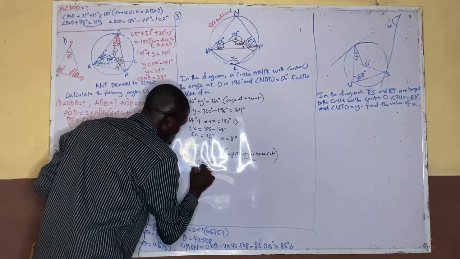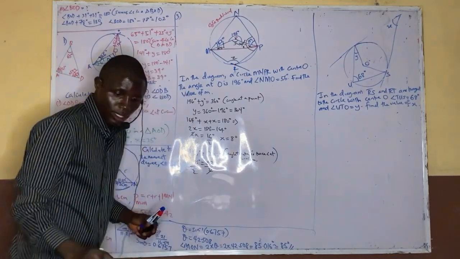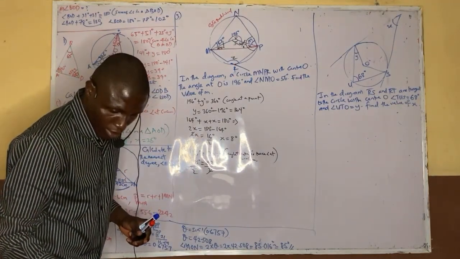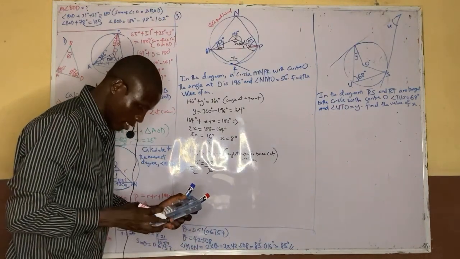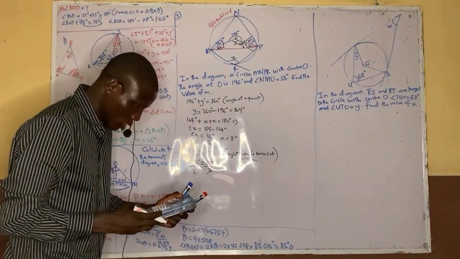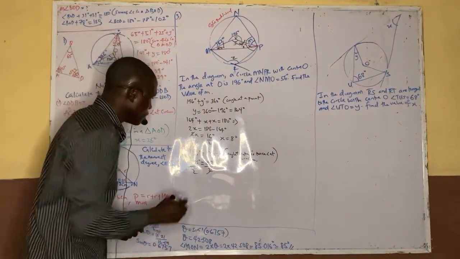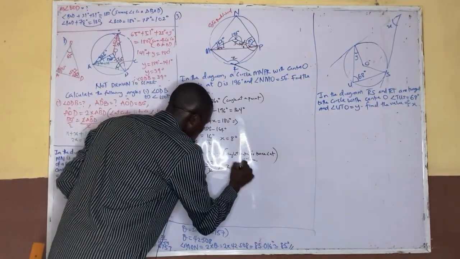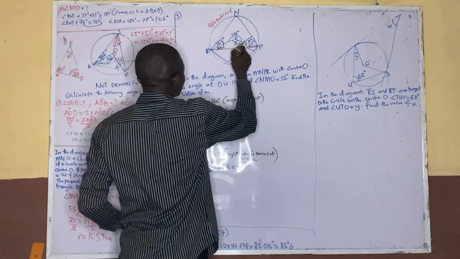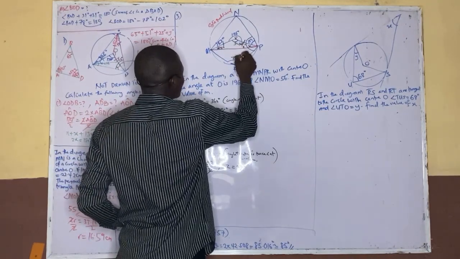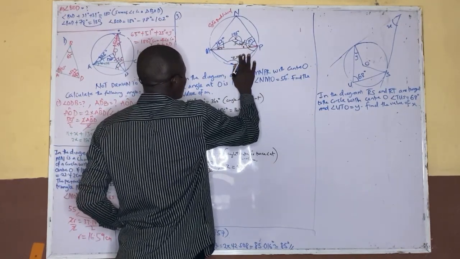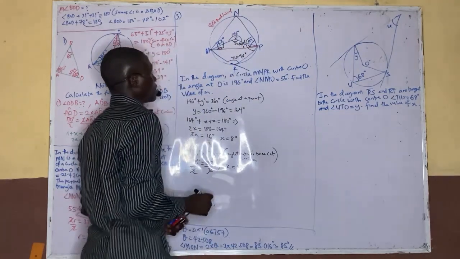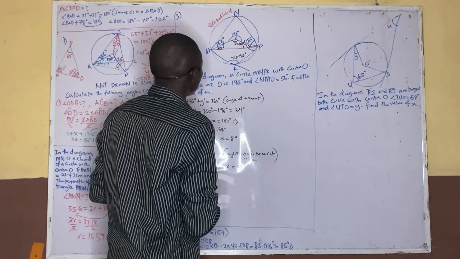Divide both sides by 2. So 196 divided by 2, we have 98 degrees. So z here is 98 degrees. So this one is 98 degrees. So what is this one? This one is 98 degrees.